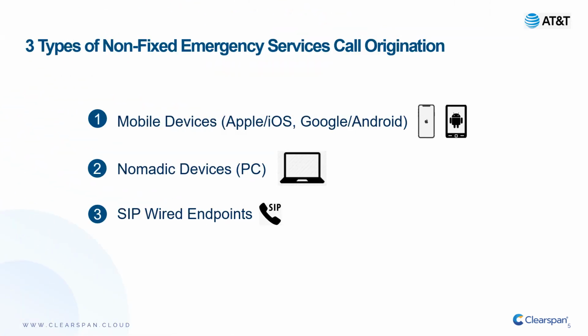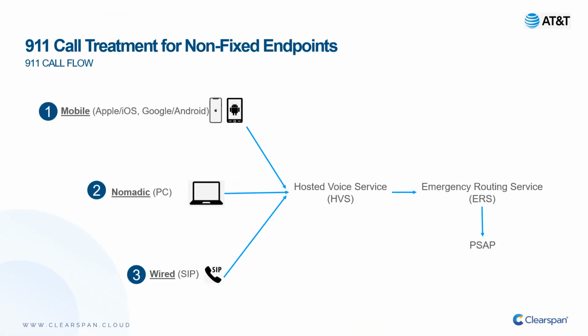There are three types of non-fixed 911 call origination devices: soft clients on mobile devices, soft clients on nomadic/PC devices, and SIP wired phones. 911 calls from these device types are sent to the AT&T Hosted Voice Service cores and then forwarded to the Intrado Emergency Routing Service, the ERS.